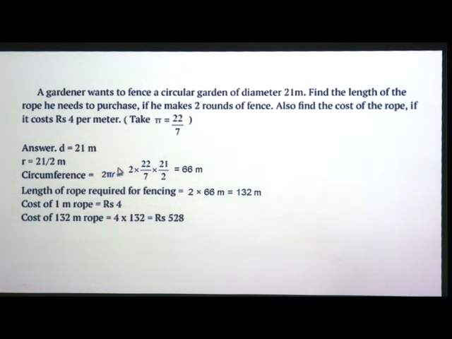So, step by step, we jotted down all the given things. Then we wrote the formula for circumference, 2 pi r, and substituted the values, and we found the circumference, which is nothing but the perimeter of a circle. Then we know we have to make 2 rounds, so we multiplied it by 2. So, this is the total length of the rope, and we know the cost of 1 meter, so we multiplied it by 4. So, the total cost will be 528 rupees.